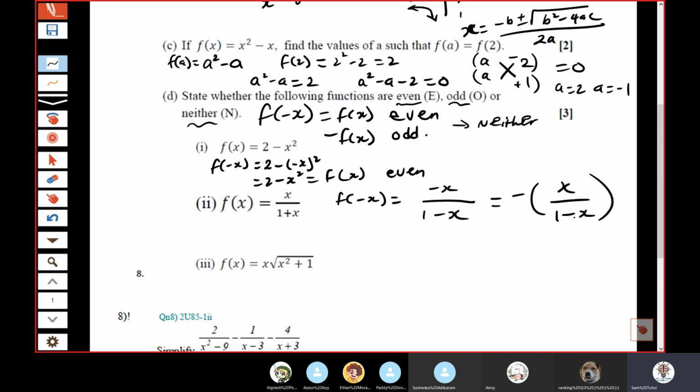Oh, you're saying yes, it's not. That says 1 minus x. This says 1 plus x. Is it the negative of the original? No. So it isn't this either. Guess what it is? It's neither odd nor even.